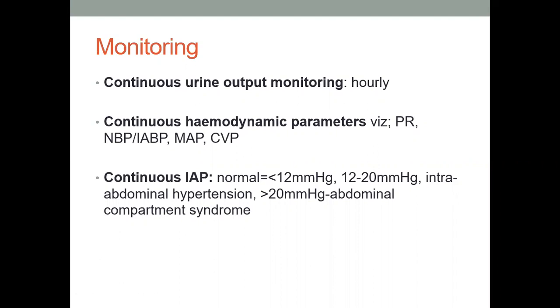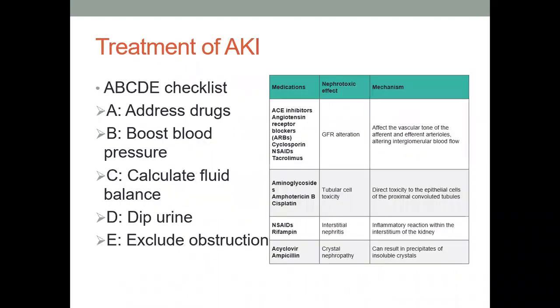Now, to rule out abdominal compartment syndrome, you want to do continuous intra-abdominal pressure monitoring. Normal should actually be less than 12 millimeters of mercury. And when you have intra-abdominal pressure greater than 20 millimeters of mercury, you have abdominal compartment syndrome, which needs to be relieved as soon as possible if your renal function will improve. All right, I copied this from one of my references, and I think it's very good here.